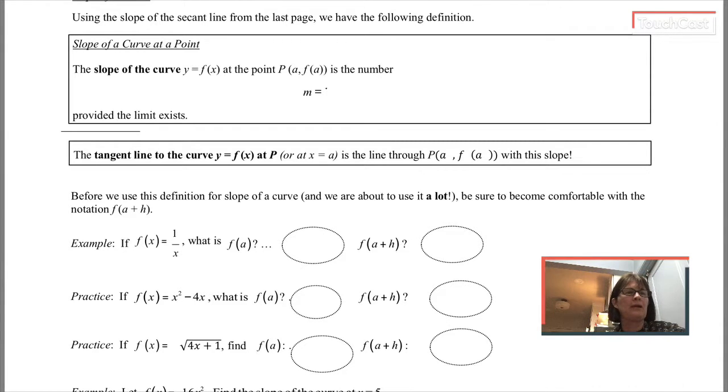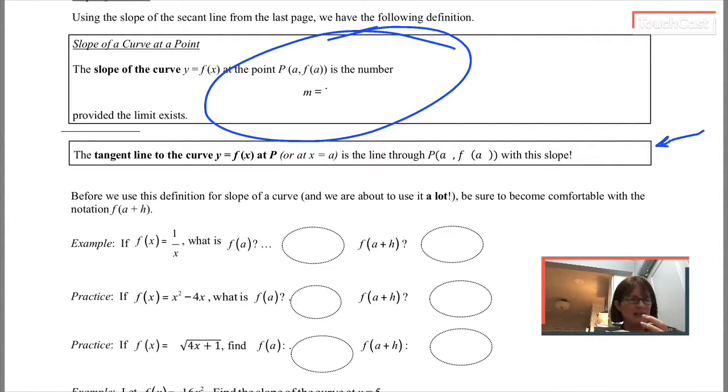Let's make sure we got a big point that I didn't actually say out loud in the last video. By definition, the tangent line to a curve at a point is the line that contains the point and also has the slope that is equal to the slope of the curve, which we found using that definition that we have up at the top of the page.